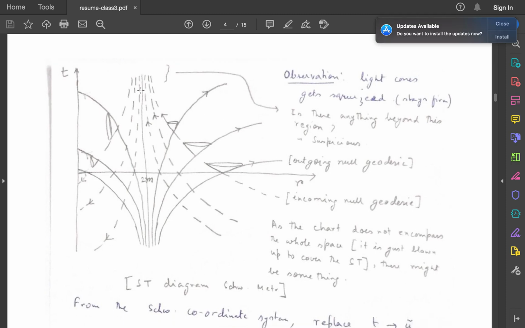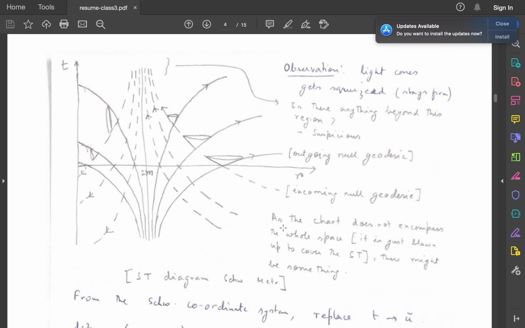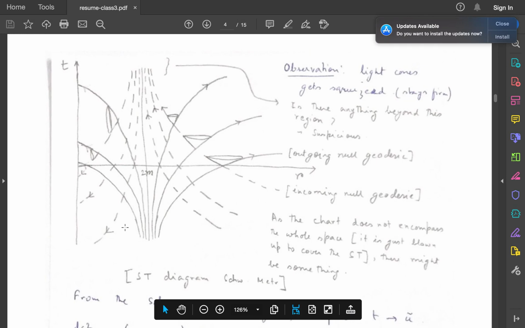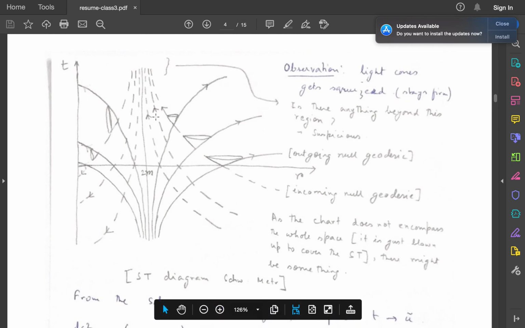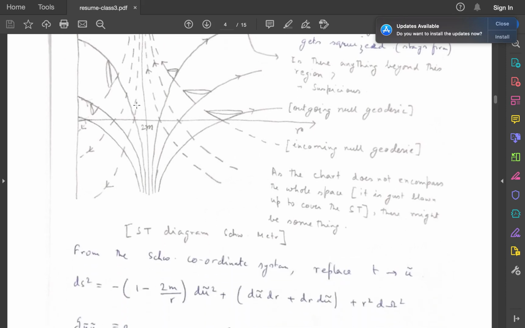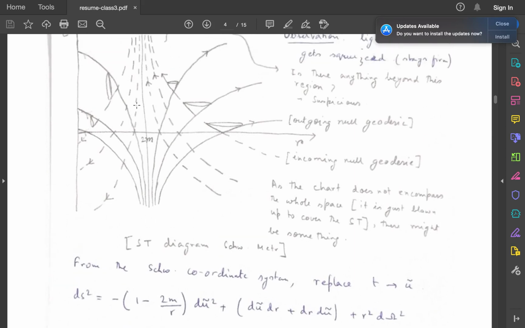This is because, as I have told you, the chart doesn't encompass the whole space-time. It looks like I have this space-time with theta, phi, and r from 0 to infinity. However, t has been blown up from plus infinity to minus infinity. What it has done is obscure our view of whether there is any actual thing happening there. So we should look carefully. Can this be solved by changing the coordinate system?